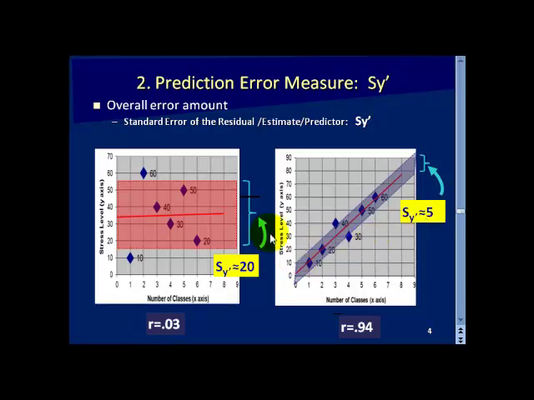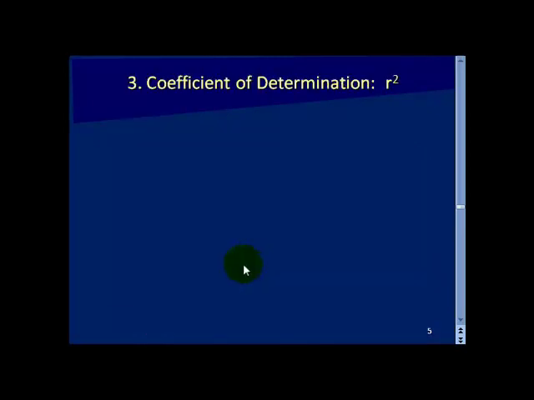So key thing here is, as the relationship gets stronger, the standard error of the residual, the standard error of the predictor, gets smaller. Okay, and then coefficient of determination, r squared.